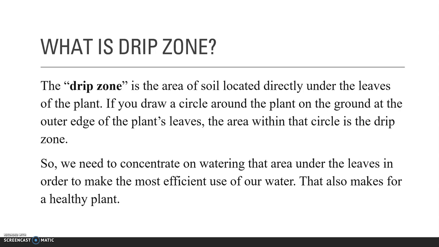For example, fiber roots are responsible for the transportation of water from the ground to the rest of the parts of the plant. So we need to irrigate water near those fibrous roots so that they are able to receive water and ultimately guide it to the other parts of the plant. That also makes for a healthy plant.